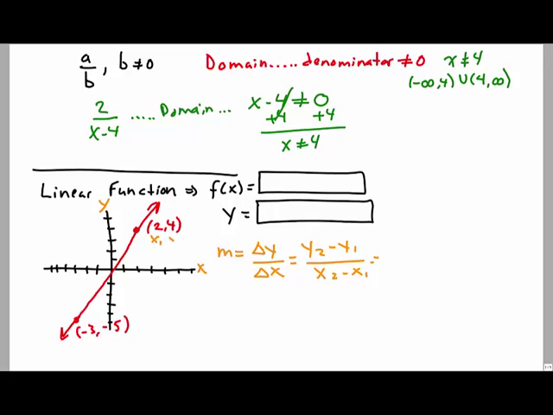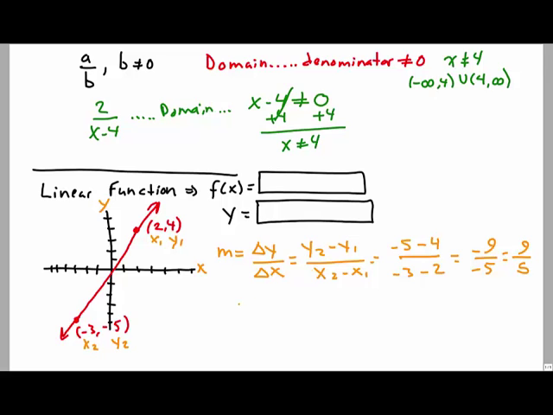Arbitrarily, I'm going to choose this to be x1 and y1. And this could be x2 and y2. Now if you chose opposite, we'd get the same answer in the end. So it doesn't matter which point we use as x1, y1. So in our case, y2 is -5 minus y1, which would be 4. x2 is -3 minus x1, which is 2. So I have -9 over -5. The negative divided by negative is a positive, so I'm left with 9/5 for my slope. So that's an important piece of information.